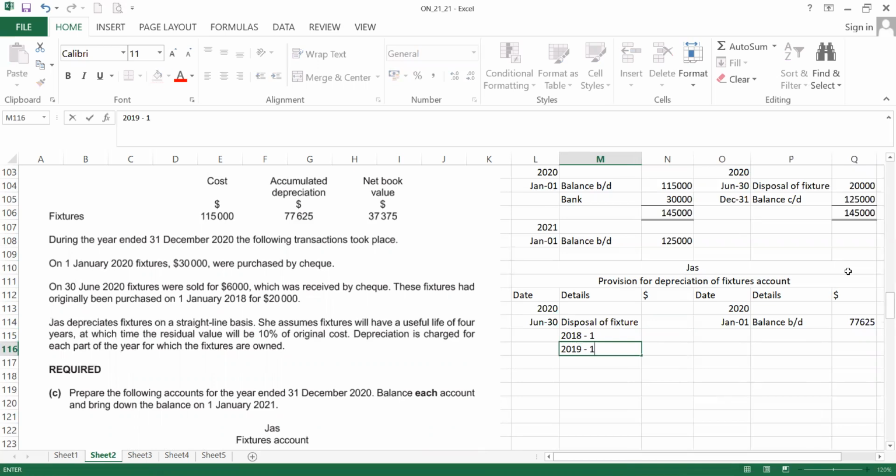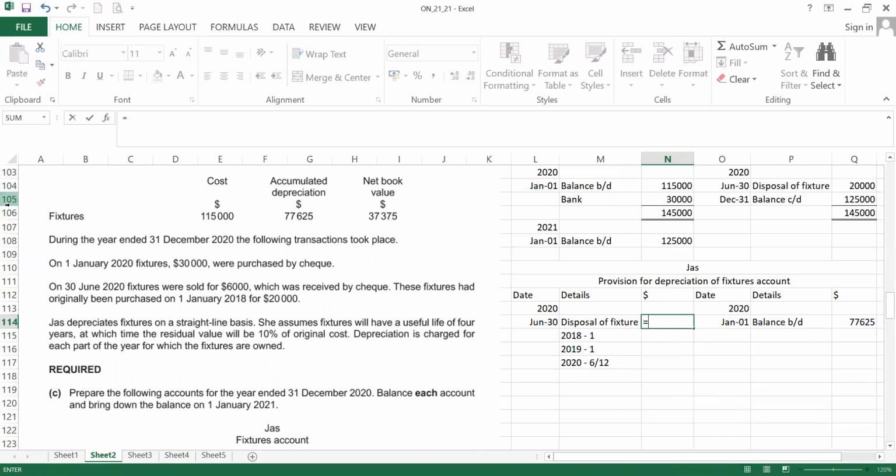2019, another year. 2020, this one is only 6 months. So 6 months means 6/12. Okay, this is a 6/12. Let me put in the 20, 6 months. So how are we going to calculate the depreciation?